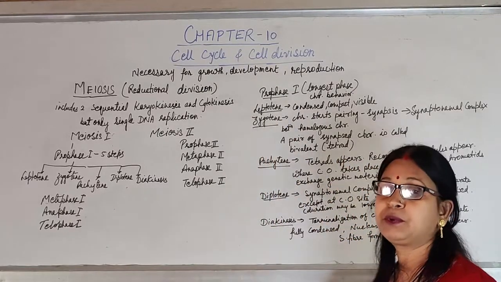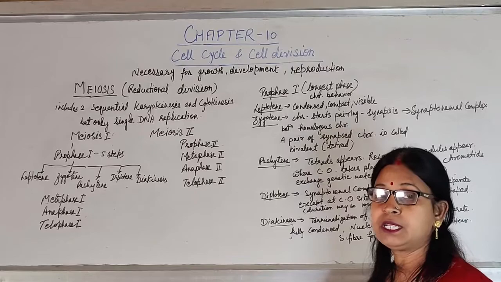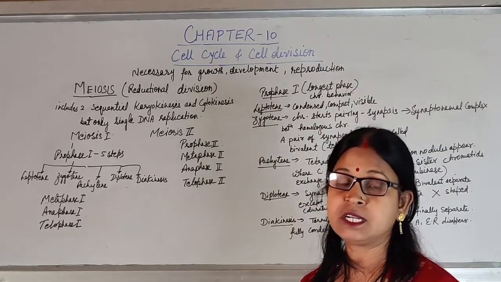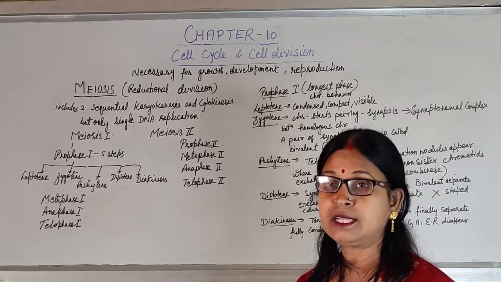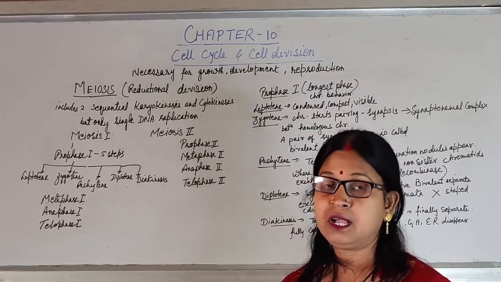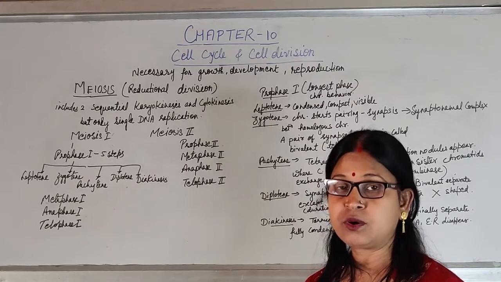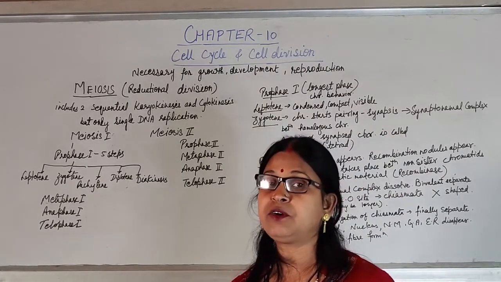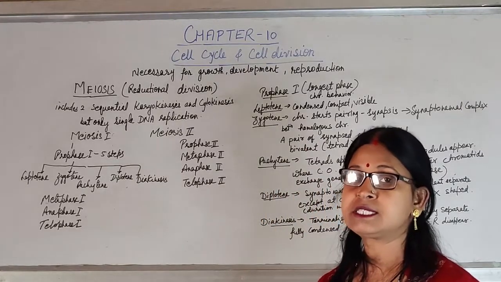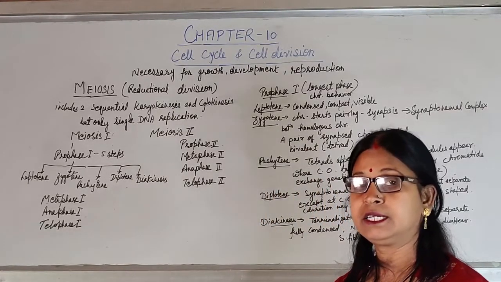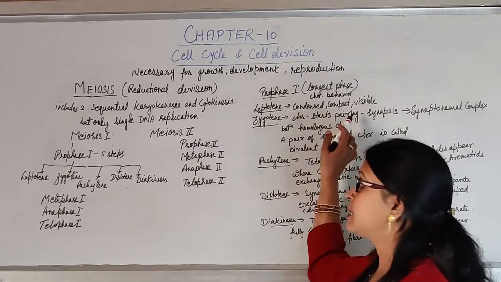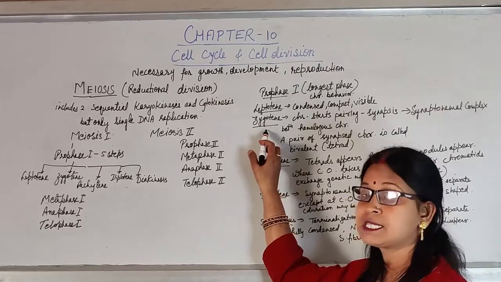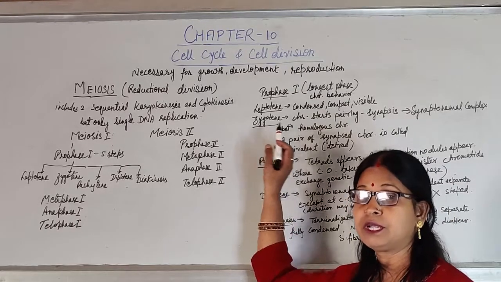First is leptotene. When leptotene starts, the chromosome will undergo the process of condensation. That means the length of the chromatin material will become less, it will shorten as well as thicken, so that it will attain the identity of a chromosome. It becomes condensed, compact, and visible like a chromosome.